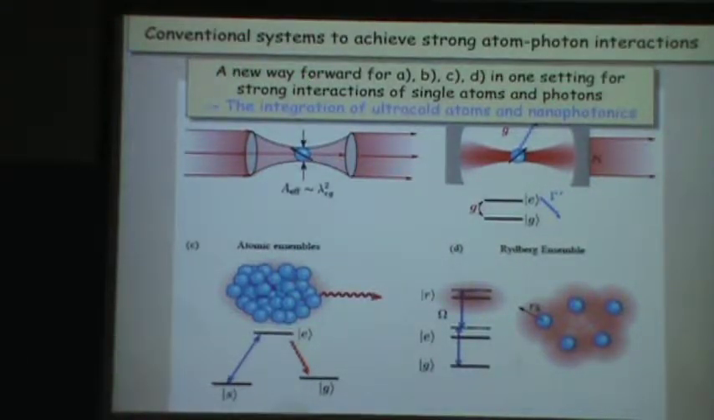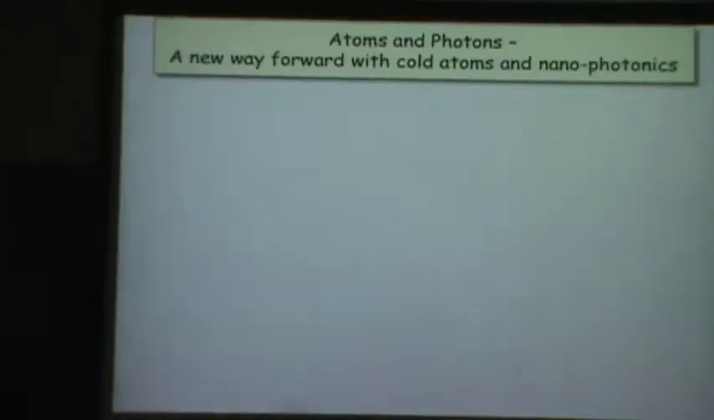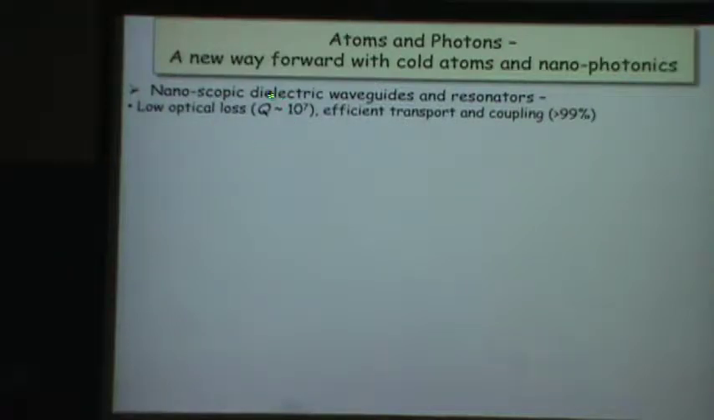It's certainly new, and it's to try to do all of this in one setting. The setting is ultra-cold atoms and nanophotonics. The reason to do this is the remarkable properties of modern lithography and dielectrics, things that you can pattern in a fabrication facility, where the optical losses can be very low, with quality factors well above 10 to the 7. And the efficiency of getting photons in and out of where they're going to interact with atoms can be very, very strong.